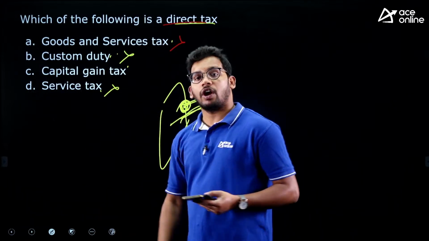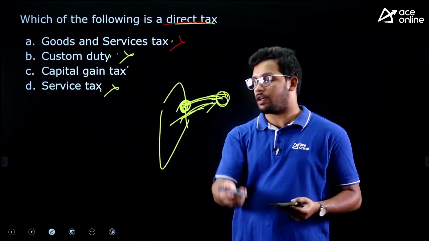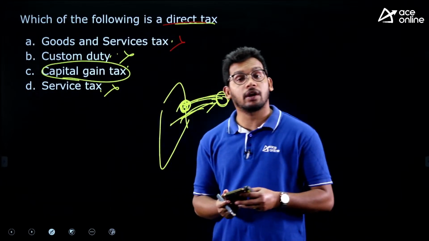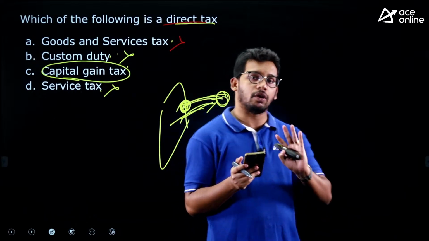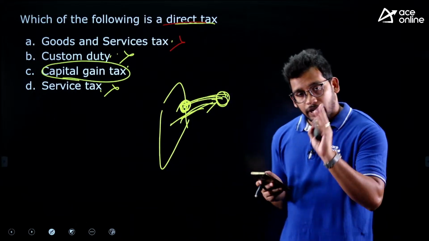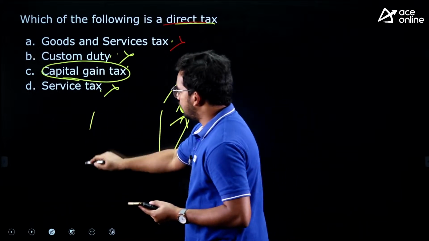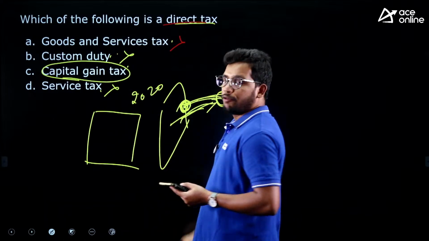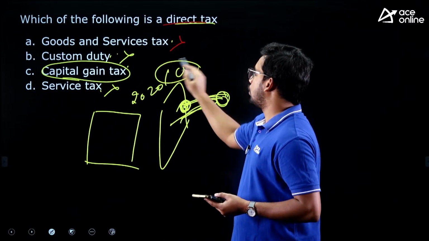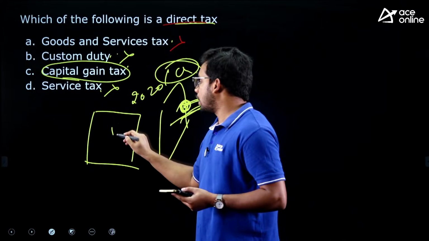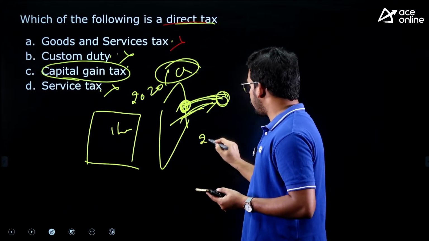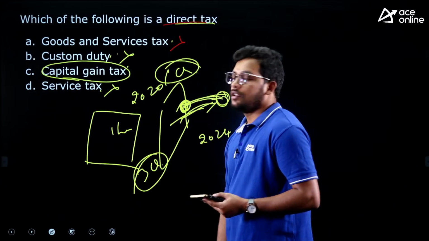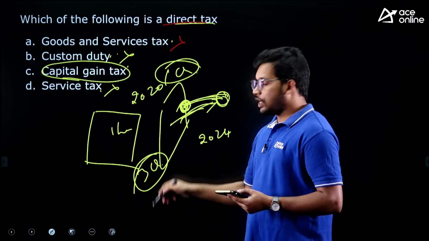Service tax, no, you are not directly paying. You are paying to the hotels or whatever, and then they are in turn paying. Whereas capital gain tax, you are directly paying to the government. I'll explain what capital gain tax is. For example, I have bought a land in 2020 for 1 crore rupees. I bought a 1 hectare land. In 2024, I am selling it for 3 crores to someone else. Inflation they will remove. So 3 crores.